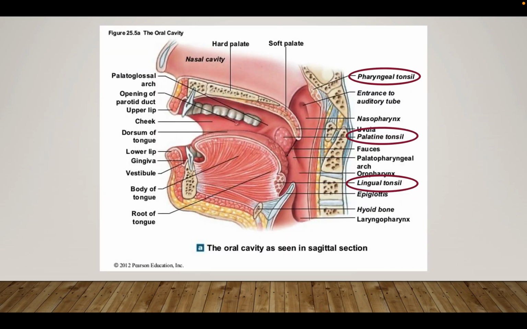So here are our tonsils. What you can see is we have pharyngeal tonsils, palatine tonsils, sometimes called your adenoids, and then your lingual tonsils. So lingual are associated with your tongue. You have your palatine tonsils associated with your soft palate here, and then you have a pharyngeal tonsil way up here in your nasopharynx region.